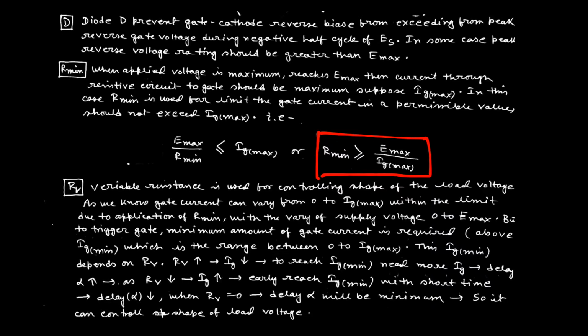That means if we change the firing angle by proper tuning of this variable resistance, the output voltage can be varied, decreased or increased. That is why we can control the shape or width of the output voltage by using this variable resistance. That is a very important part of this resistive firing circuit: how we can control the output voltage by using RV, the variable resistance. Okay.